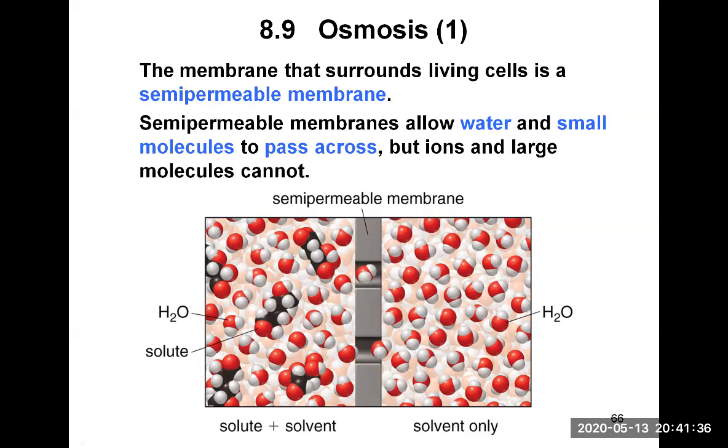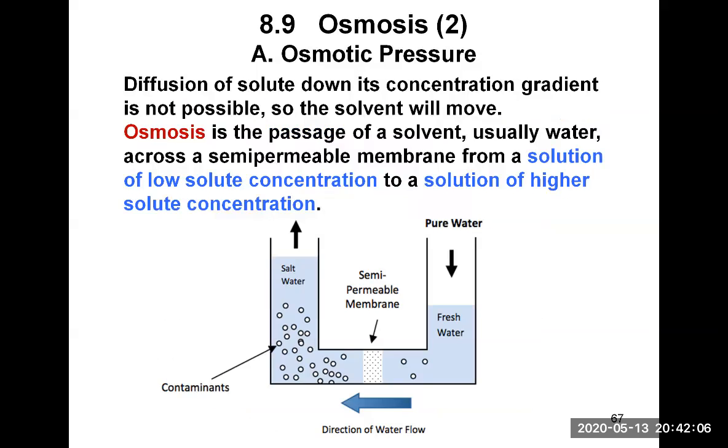Only small neutral molecules like oxygen or carbon dioxide can go through. But glucose is already too big to go through, and ions in particular cannot go through. They will go through ion channels, so they have their own ways to cross the semi-permeable membrane. So diffusion of solute down the concentration gradient is not possible when you have a semi-permeable membrane. It's the solvent that will move.